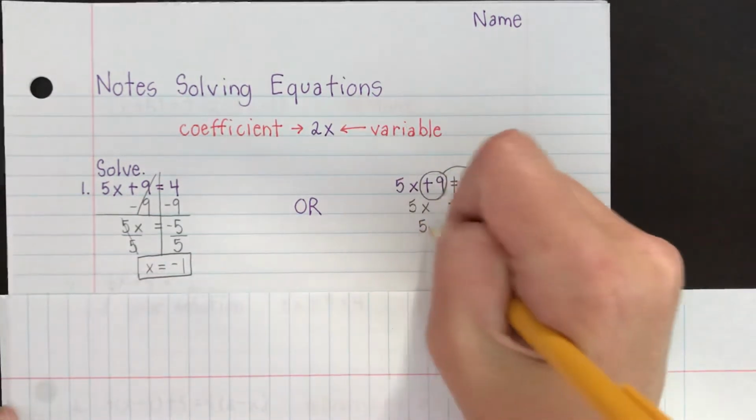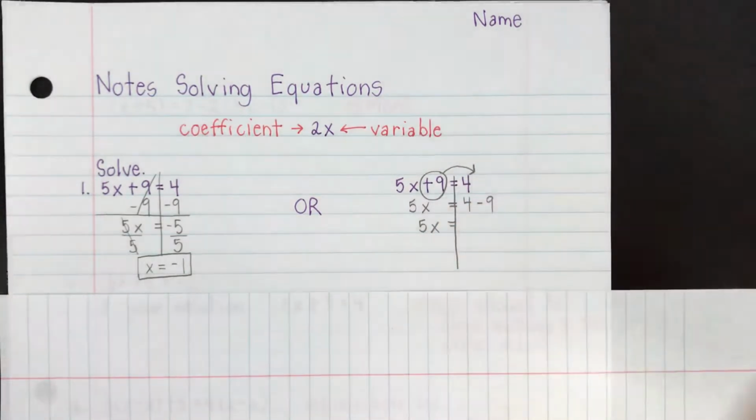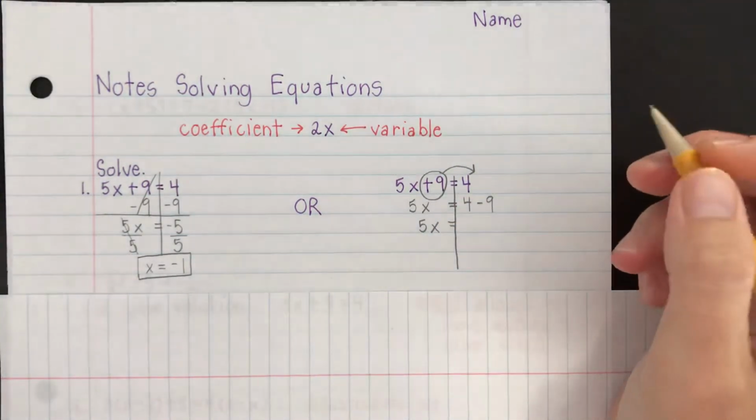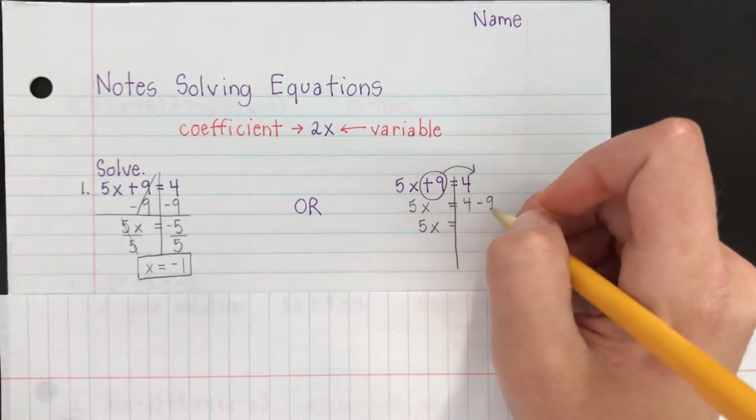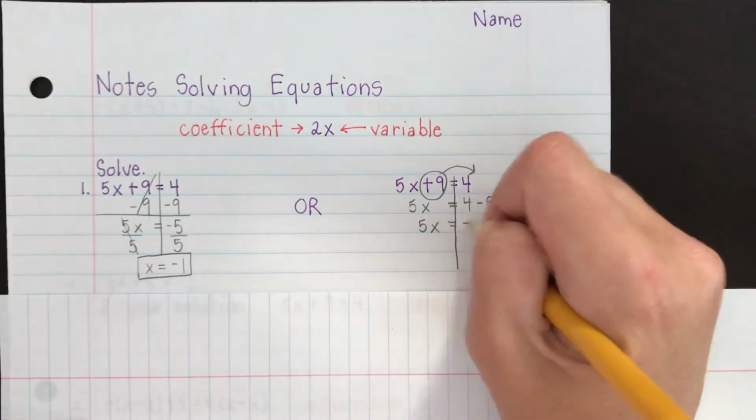So, and I do need to see it for now. Once I get to know you more, you might be able to skip more steps, but until I get to know you, please just write all the steps. So here that combines to negative 5.